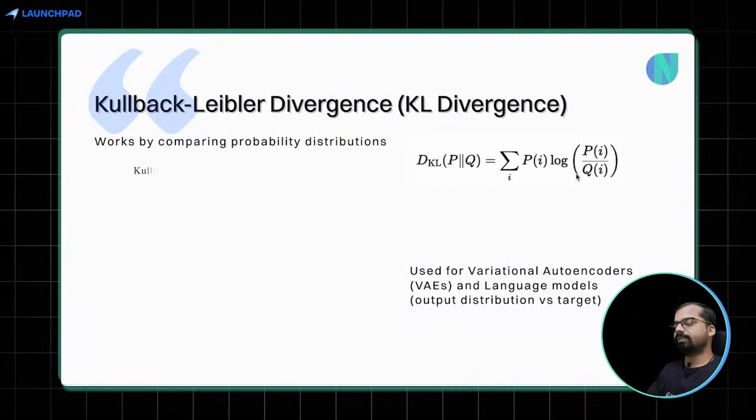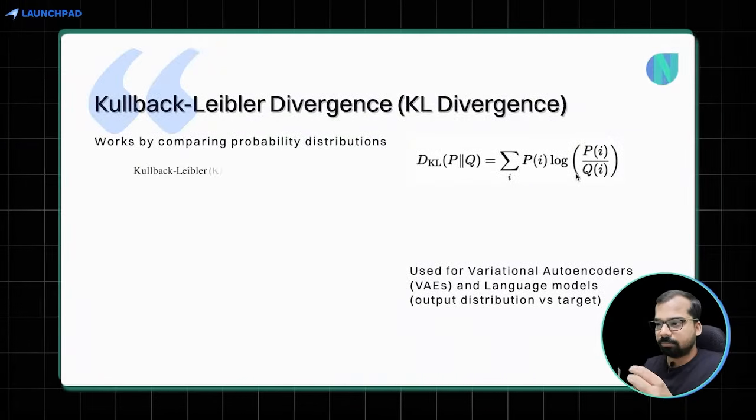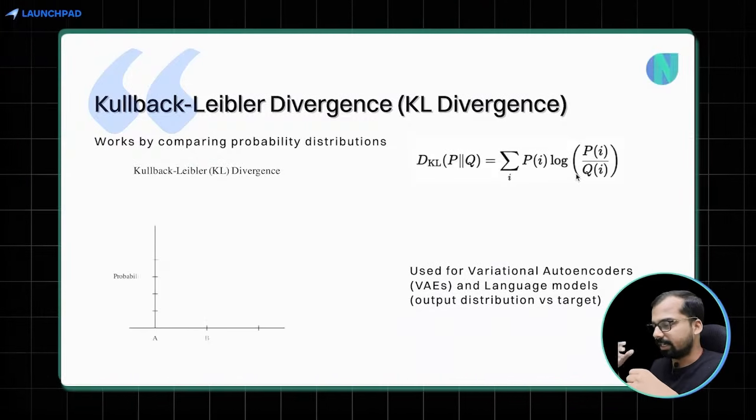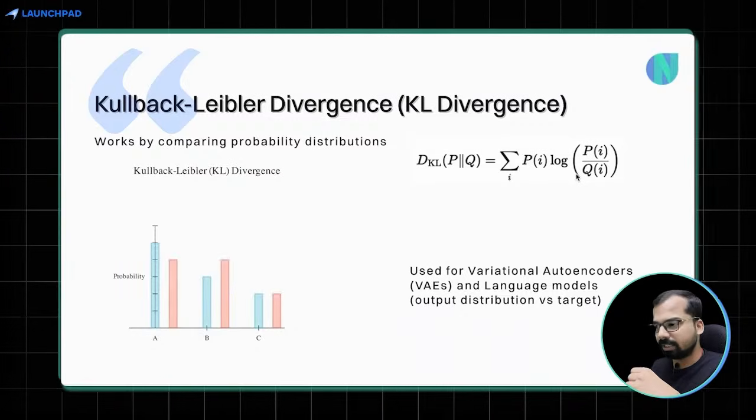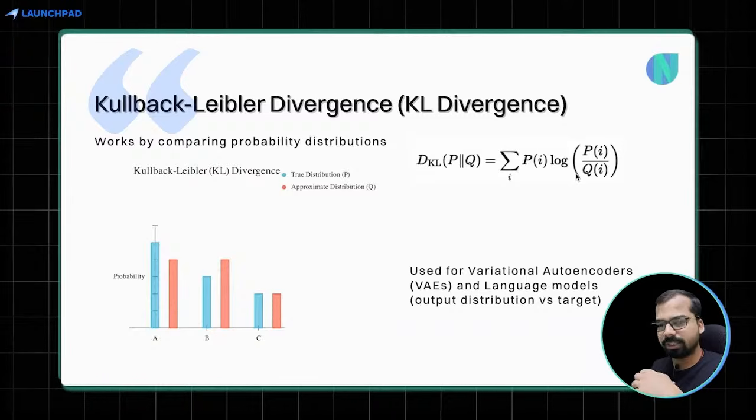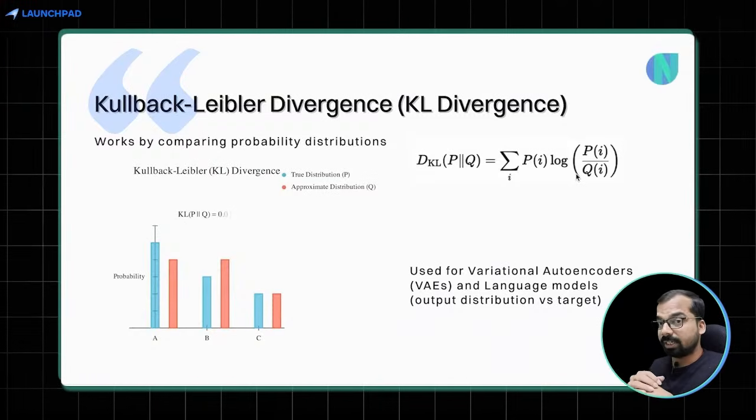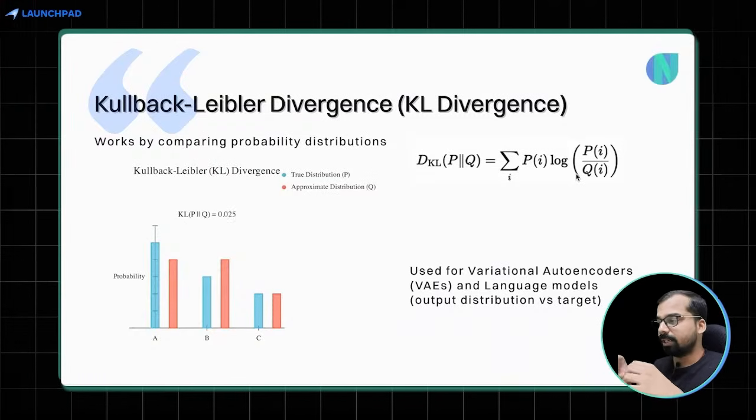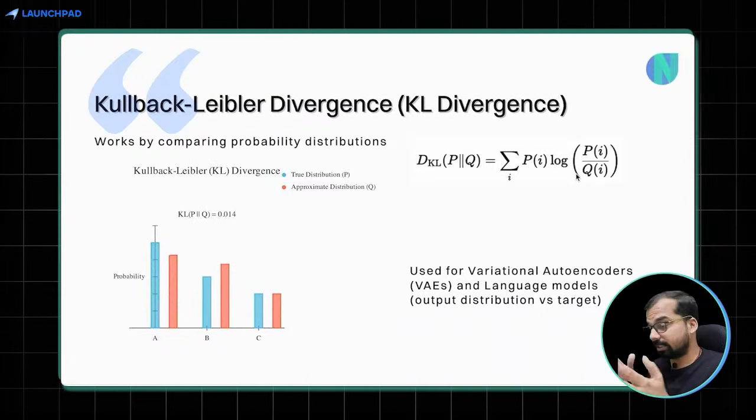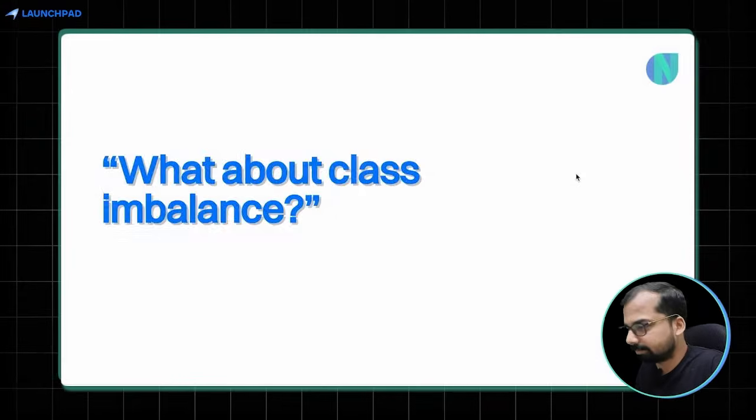Think of it like this: if I have the probability distribution of a fair coin, and I compare it with the probability distribution of another fair coin, the KL divergence will be closer and closer to 0. But if I compare the probability distribution of a fair coin with an unfair coin, the value will be higher, because they are two different distributions.